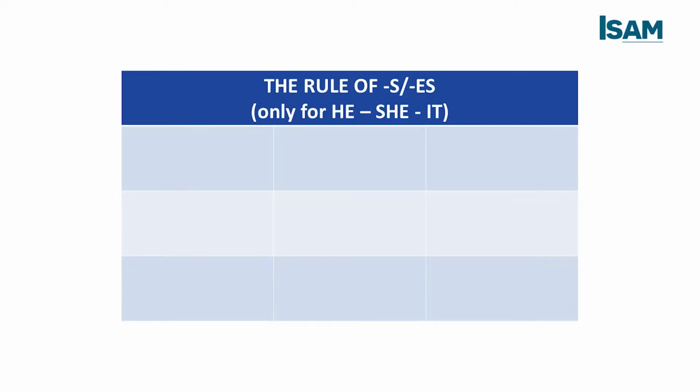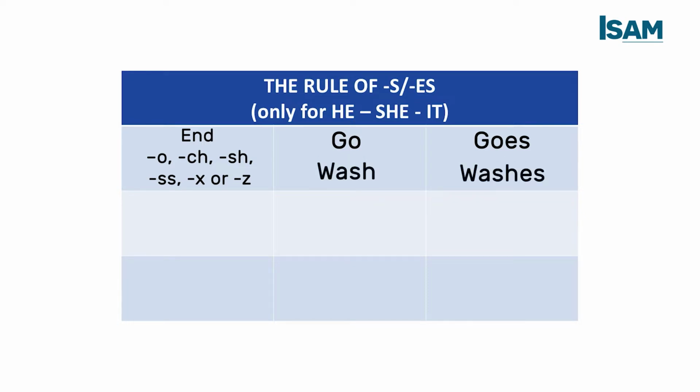If we use the subject pronouns he, she, or it, we need to consider an important rule. The rule of S or ES. If the verb ends in O, CH, SH, SS, X, or C, we are going to add at the end of the verb ES. For example, go, we are going to say goes. Or wash, we are going to say washes.